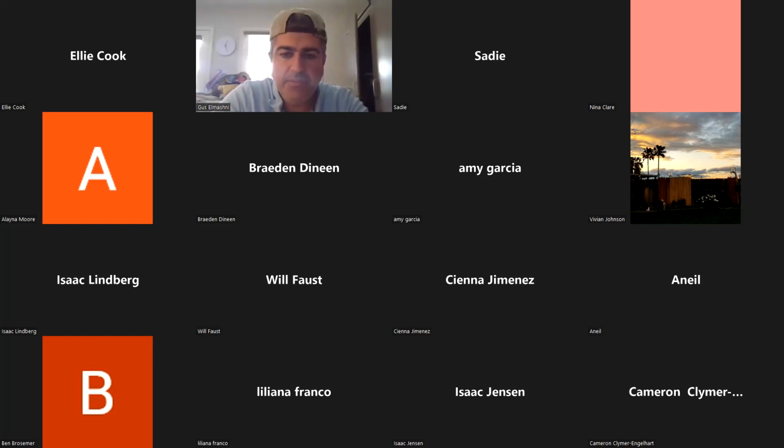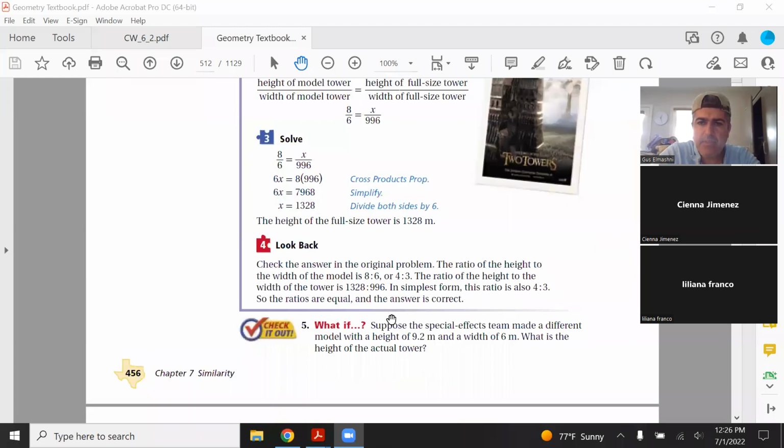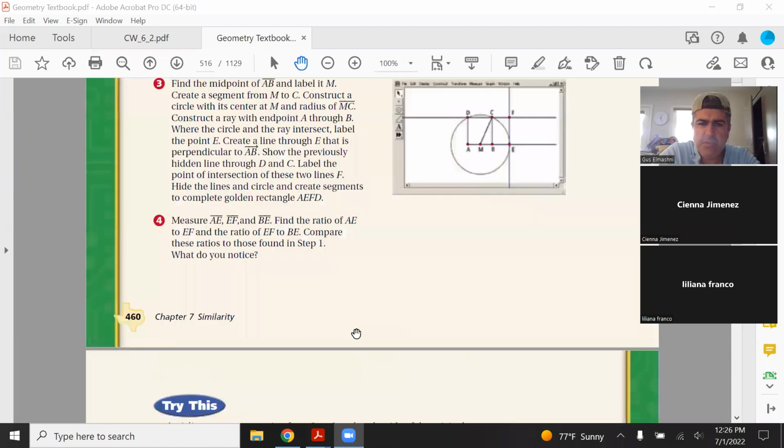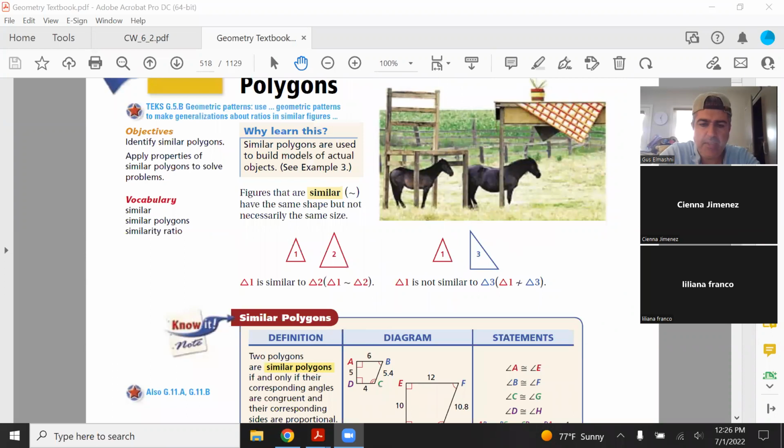All right, so let's go here. So let's look at 7.2, which I think correlates to 6.2. Ratios of some of the polygons. Actually, I don't think that's going to be quite.